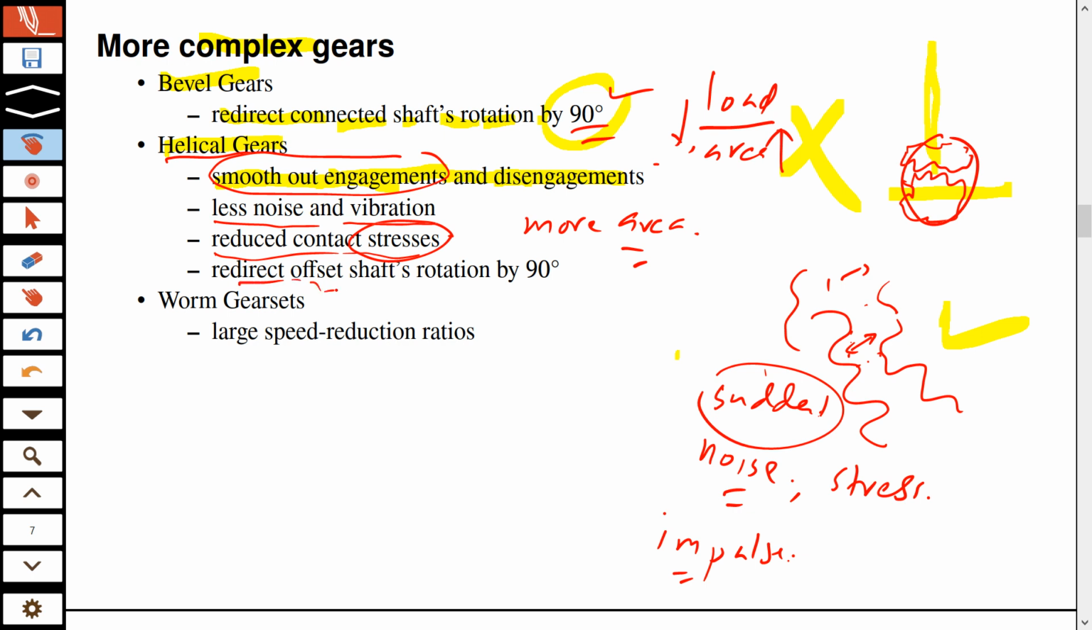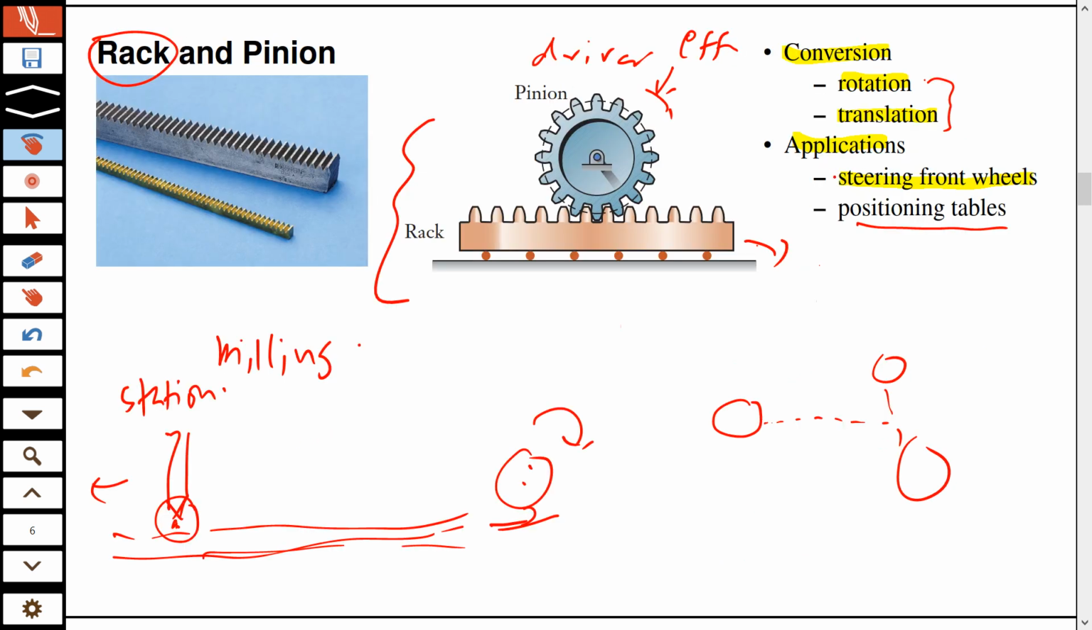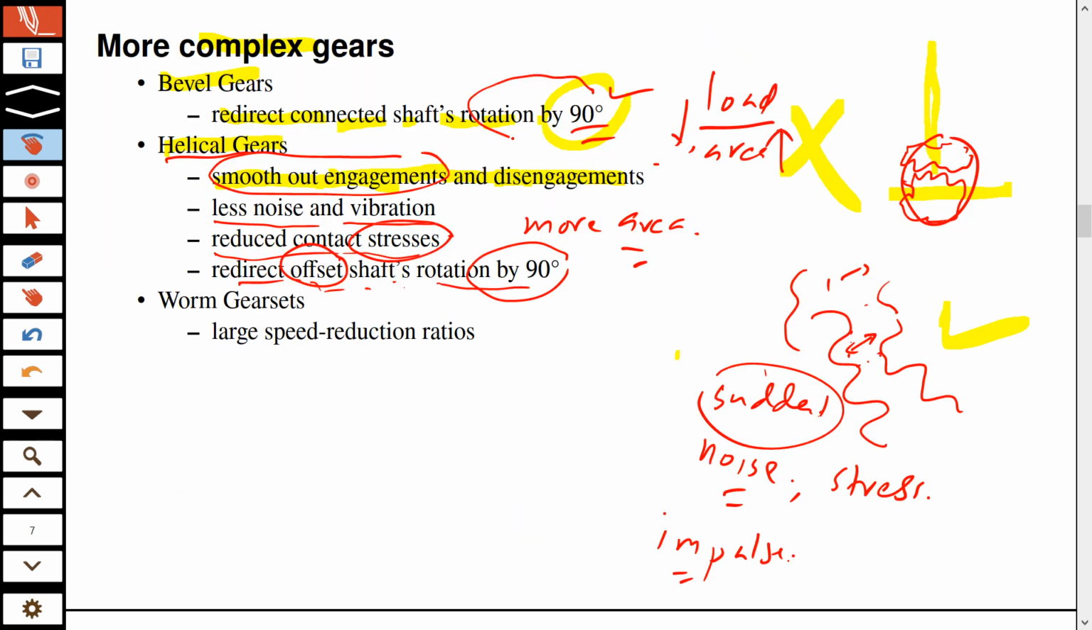And they can also be used to redirect shaft rotation by 90 degrees, just like pinion and rack. But this is a different configuration, okay? This rotation is achieved by bevel gears when you have connected shafts. So you have one shaft, and there is another shaft, and if you need this 90-degree rotation, if they are connected, you will need bevel gears. But if they are not connected, then you use helical gears.